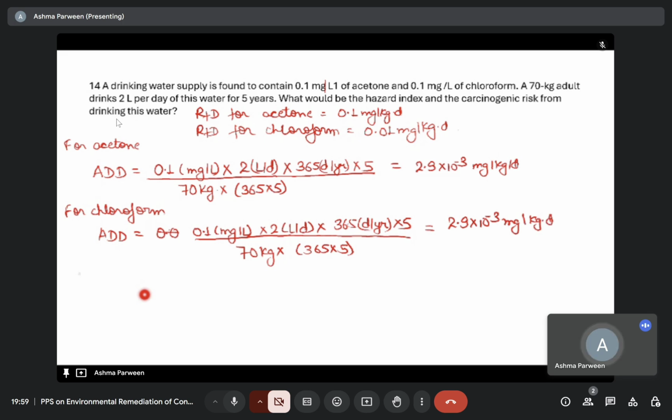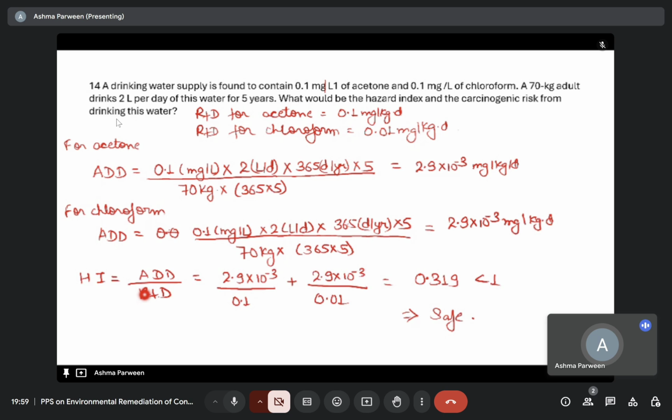So we can find out the hazard quotient or hazard index as the ratio of average daily dose divided by reference dose. So average daily dose for acetone is 2.9 into 10 raised to power minus 3 divided by reference dose 0.1, and for chloroform it is 2.9 into 10 raised to power minus 3 divided by 0.01. So we are getting the value of 0.319. Since it is less than 1, these traces of chloroform and acetone will be safe.